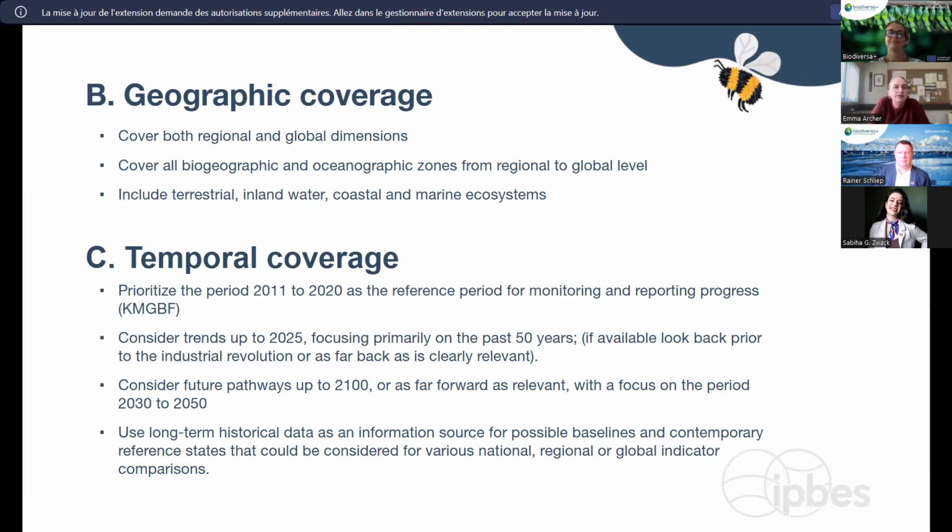In terms of the temporal coverage, so prioritizing 2011 to 2020 as the reference period, looking at trends up to 2025 and focusing primarily on the past 50 years, then looking at future pathways up to 2100, and this differs between the chapters as far forward as relevant, with a particular focus on the 2030 to 2050 period. And we are looking at using long-term historical data as an information source for baselines and looking at contemporary reference states. So, for example, we're doing some work around that with invasive alien species at the moment, looking at long-term historical data. Next slide, please.